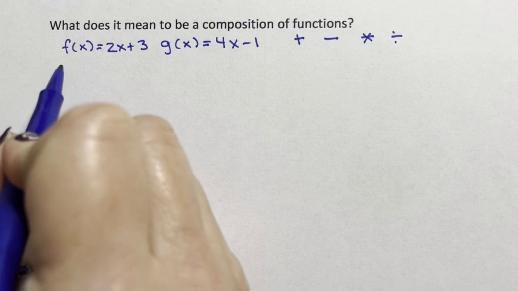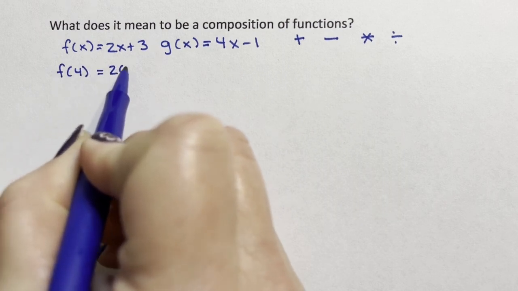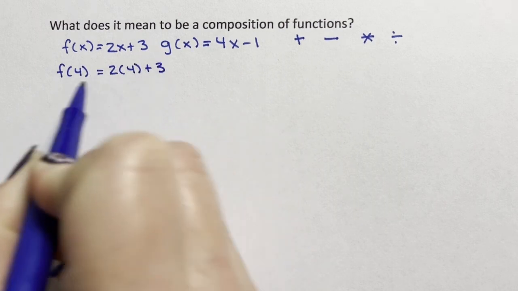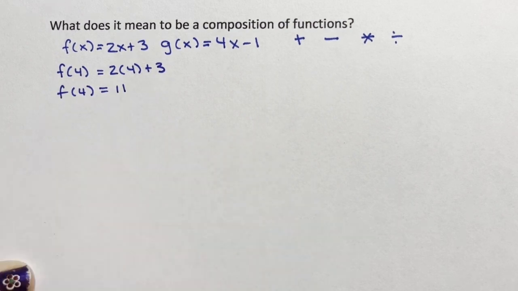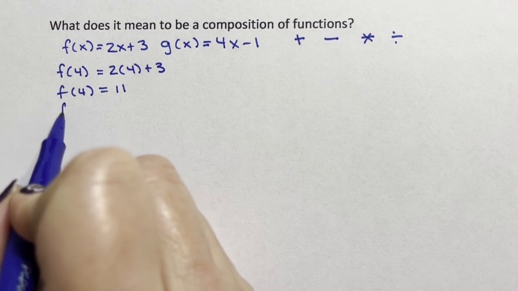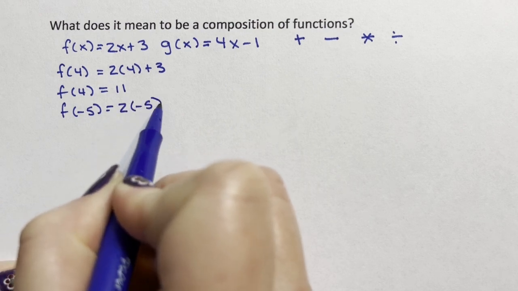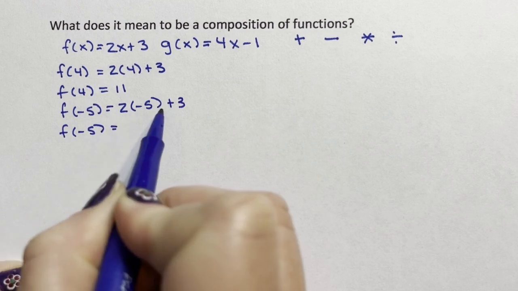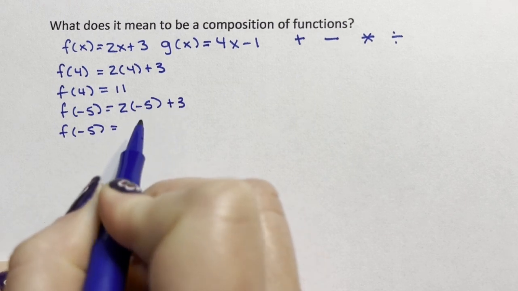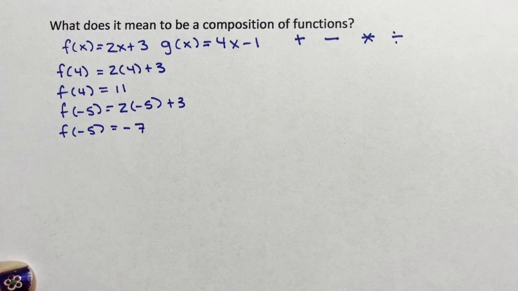So for instance, you may have done f of 4 equals 2 times 4 plus 3. So f of 4, 8 plus 3 is 11. That's probably something that you did in your past. Or maybe you did f of negative 5. So 2 times negative 5 plus 3, negative 10 plus 3 is negative 7. So this is something that you may have done in the past.